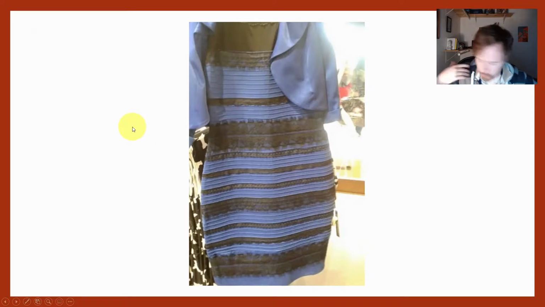And no matter what you see, you're going to be very, very confident that it is either blue and black or that it is white and gold. The actual truth is that it is blue and black. But if you see white and gold, I will tell you why you see white and gold in a couple of weeks. So when we start talking about color perception, we'll talk about this particular meme there.